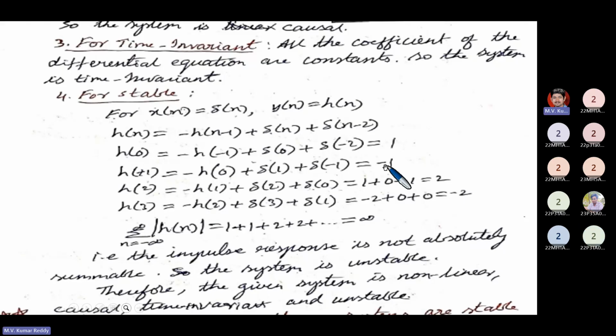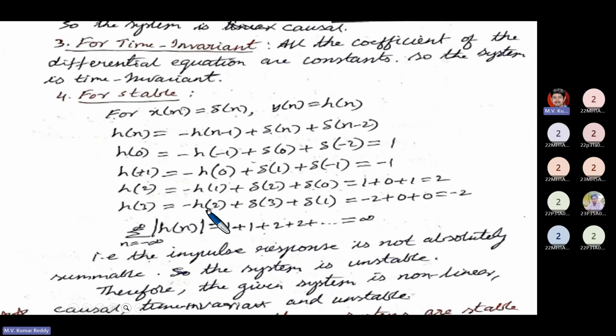h of 1 value? Minus 1. Minus of minus 1, 1. Okay, here delta of 2, we should get only delta of 0 only. So delta of 2 value 0, delta of 0. So delta of 0 value is 1. Okay. So 1, 0, 1, 1, 0, 1, 2.